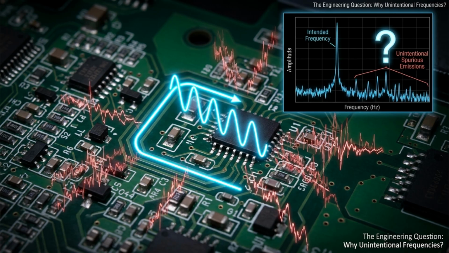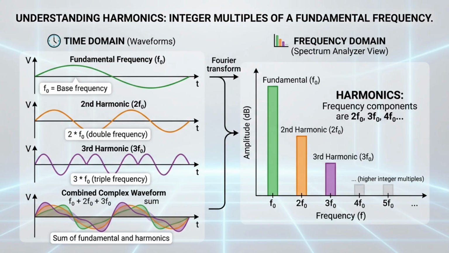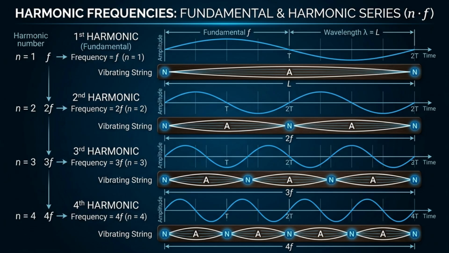This raises an important engineering question. Why do practical electronic circuits generate frequencies that were never intentionally transmitted? A harmonic is a frequency component that is an integer multiple of a signal's fundamental frequency. If the fundamental frequency is f, then the second harmonic occurs at 2f, the third harmonic at 3f, the fourth harmonic at 4f, and so on.